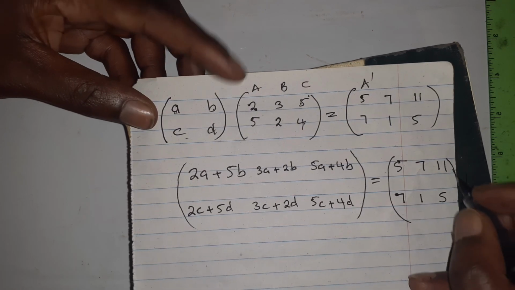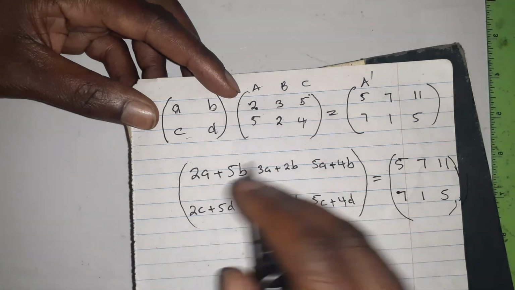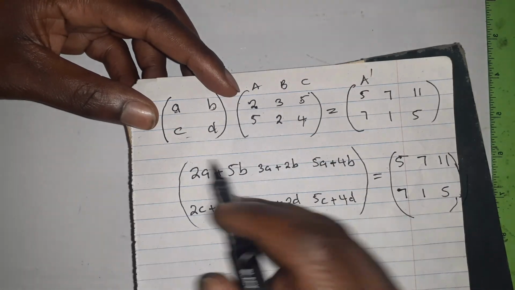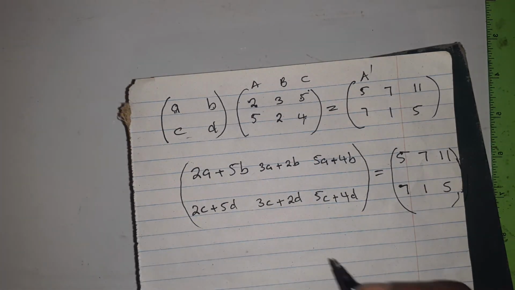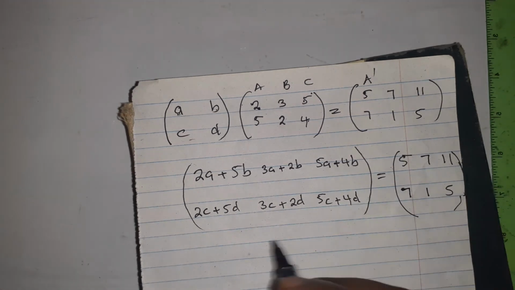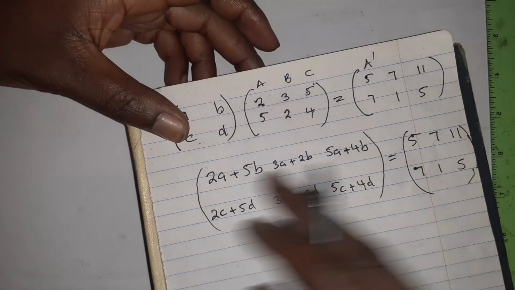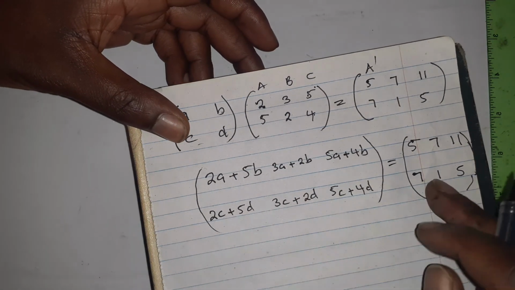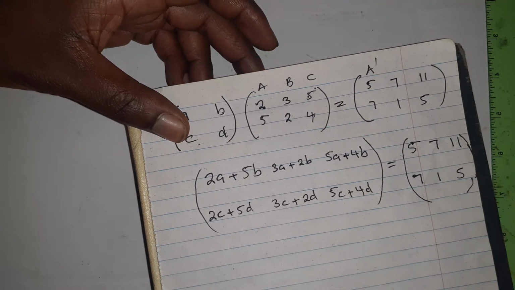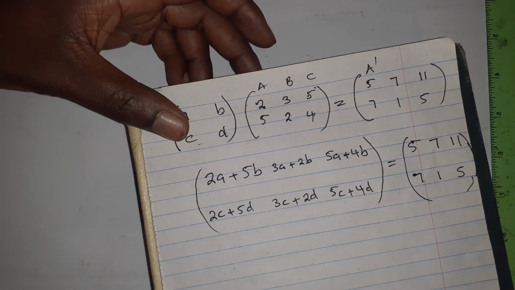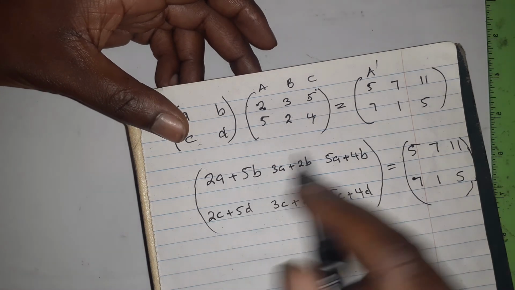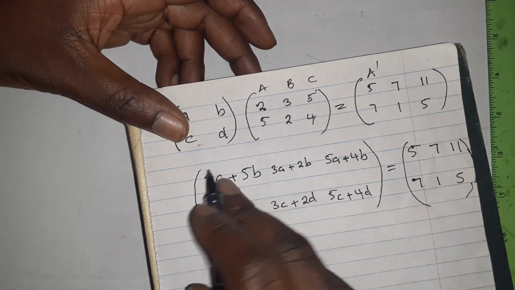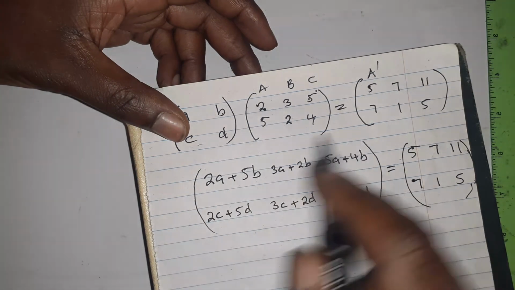So as you can see, we equate the elements to the elements on the other side. This one is equated to this one, this one to this one, and the same for the rest. So now what we are supposed to do, we can pick the first ones. To solve for A and B, we can pick any two here.